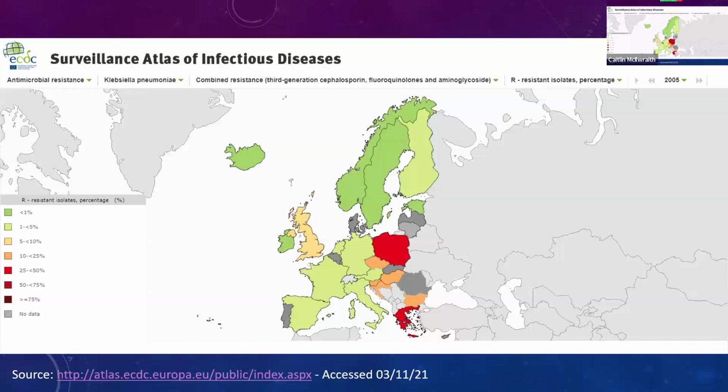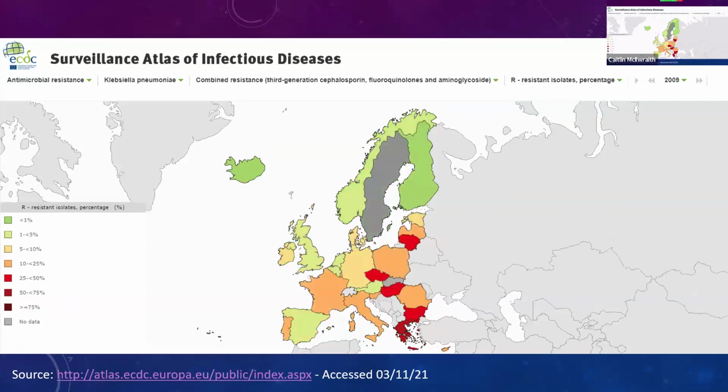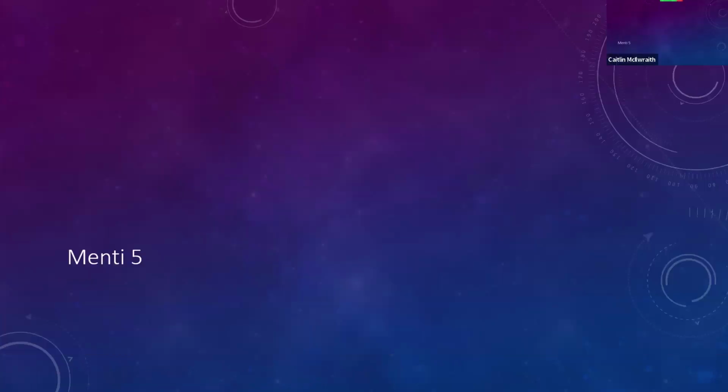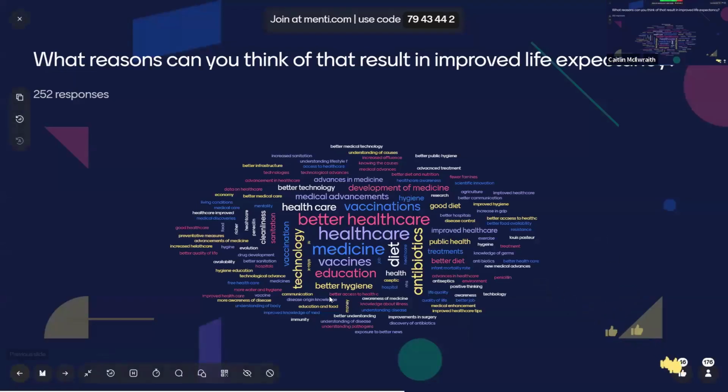And the next few slides, this is looking at data from Europe. And what I want to quickly show you is if you just look at where we start with green, just look at what happens to the green. This is year by year, looking at the resistant bacteria of a particular class. So just looking as we go, see how the green disappears and you get more red, more orange, and effectively the situation gets worse and worse and worse. So now then, just to go back to Menti if I can.